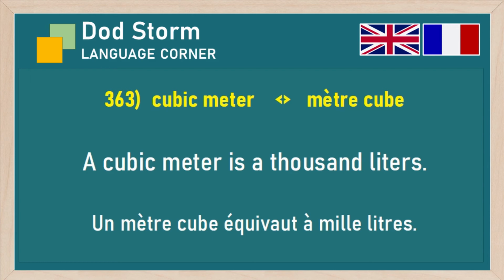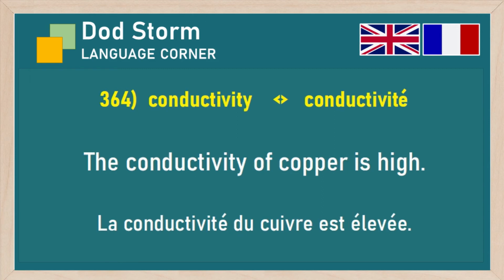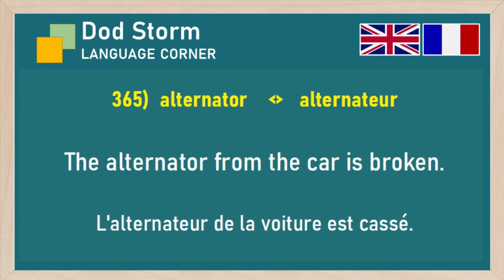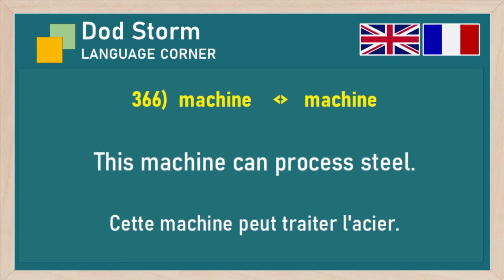A cubic meter is 1,000 liters. The conductivity of copper is high. The alternator from the car is broken. This machine can process steel.